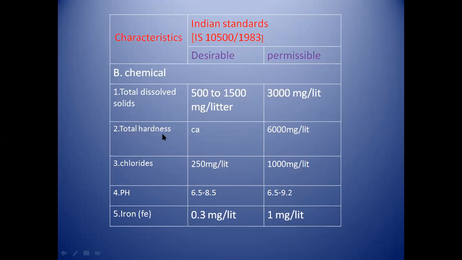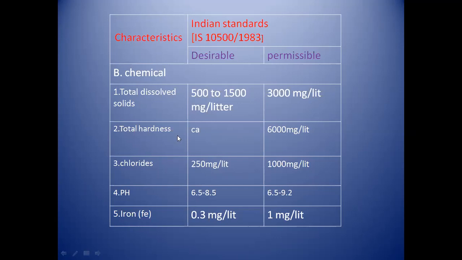Then total hardness. There is one mistake in that column. Here the value of total hardness desirable is 200 and permissible is 600, not 600 and Ca. That is, the value of total hardness is desirable 200 and permissible 600 mg per liter. Then for chlorides, the desirable value is 250 mg per liter and the permissible value is 1000 mg per liter.